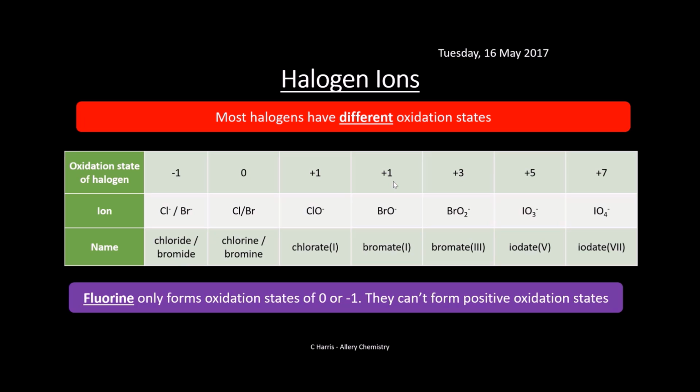Fluorine only forms oxidation states of 0 and -1, so it's not as versatile as the rest of them, and they can't form positive oxidation states like some of these halogens here, like chlorine, bromine, and iodine.